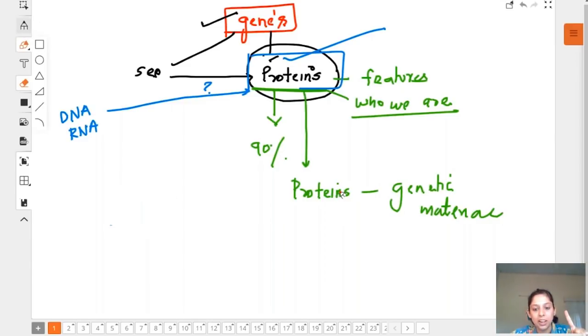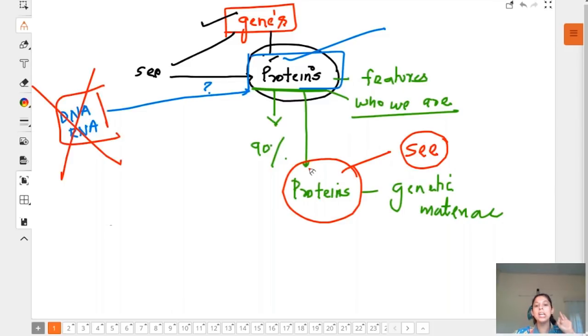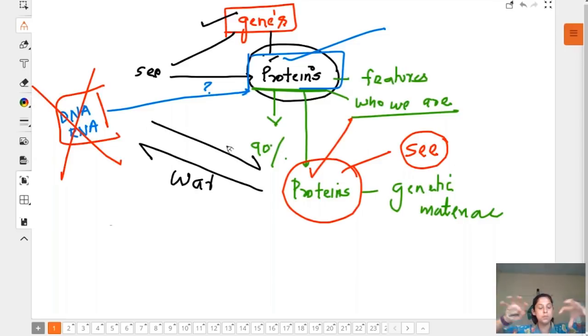Who is the genetic material? Protein. Because that is what we see. We see it in eye color, in hair color, in skin. We see it everywhere. And then people said, no, no, no, DNA, RNA is the genetic material. They said, no, protein is the genetic material, and there was a war happening between these two types of people. One said DNA, RNA, one said protein.